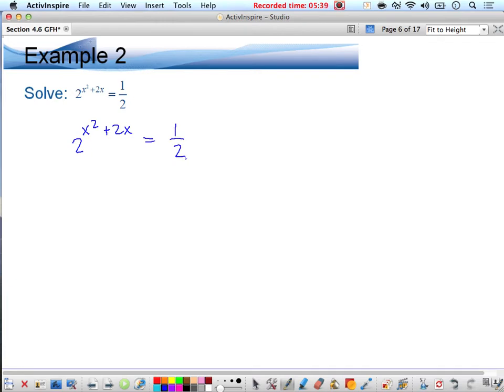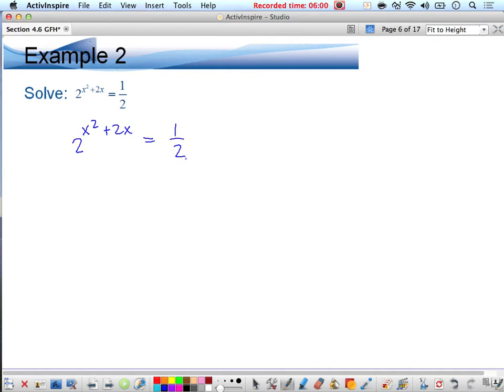Is it an exponential or logarithmic equation? Exponential. We know because the variable's in the exponent. So one way to solve exponential equations, if possible, is to get the bases the same. The base on the left is 2. What's the base on the right?